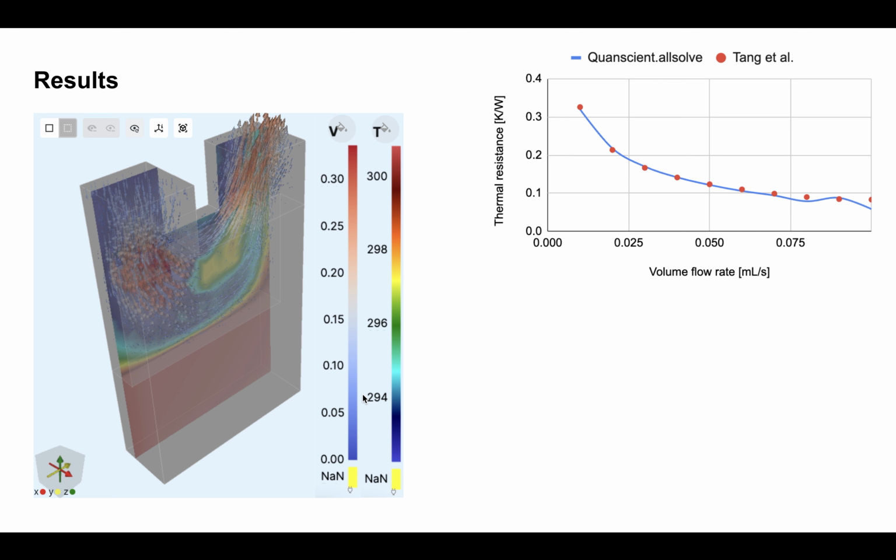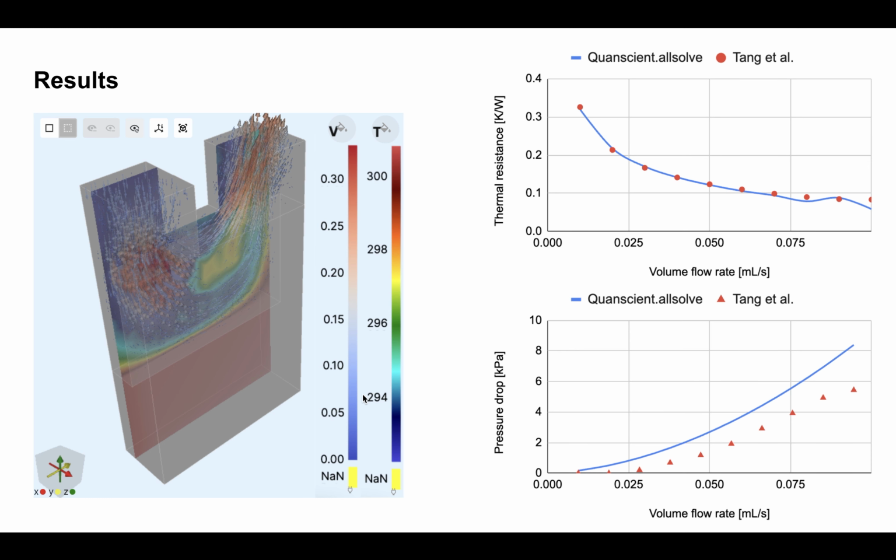As we can see, there is a relatively good match between the two, although there are differences at higher flow rates. If we take a look at pressure drop, we can see that there are differences between our simulations and the values from the paper. But those could be simply due to the coarse mesh that we have used in our simulations.